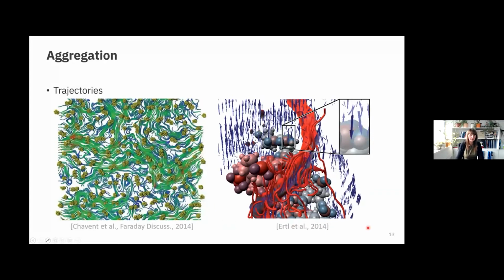On the right side, we can see an example from Tom Ertl and his colleagues from 2014, where we have a vector field, and interesting regions in the vector field are visualized using these streamlines. We also have some arrows here in these parts, also here in the zoom view. And these arrows are encoding some detailed analysis of the velocity of these particles.